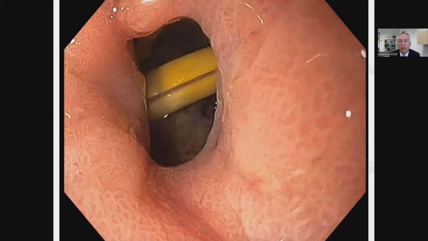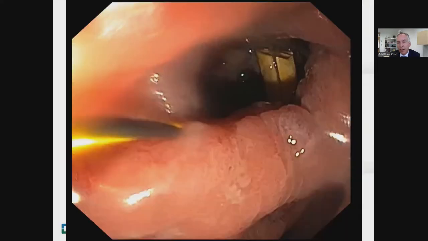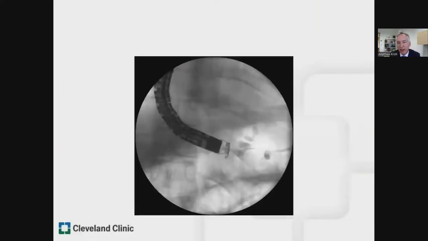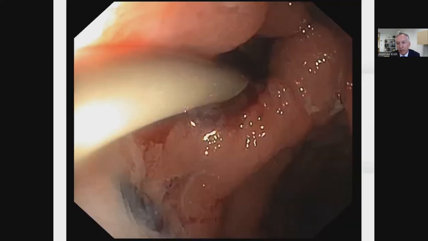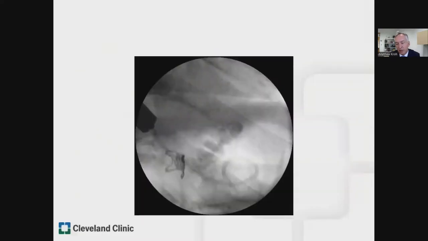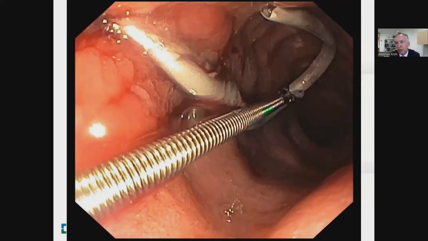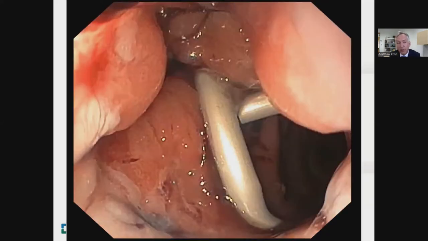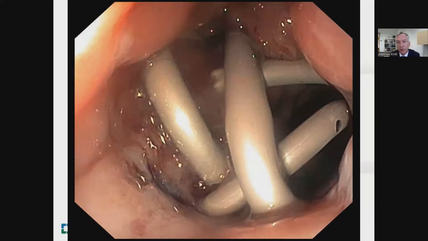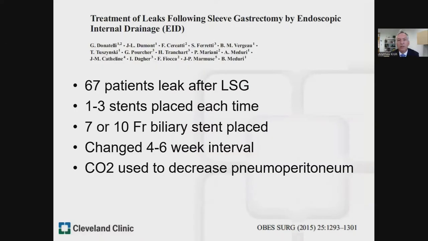This is a more chronic defect with an external drain outside of the lumen of a sleeve gastrectomy. A flexible jag wire is placed into the defect, and under a combination of fluoroscopic guidance and endoscopic guidance, plastic biliary stents are placed through this defect, allowing for drainage internally. This is a 5 centimeter, 10 French plastic biliary stent. This is its deployment fluoroscopically, and we make sure that one of the flanges is in the lumen of the sleeve. And then because the defect is relatively large in this case, we placed two plastic double pigtail biliary stents.